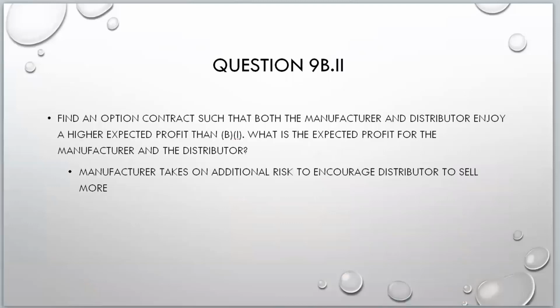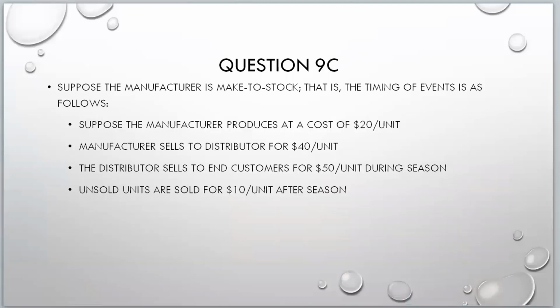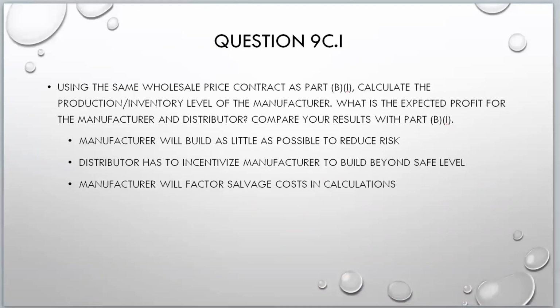I think that was, okay, 9C. So 9C is pretty much the same thing. So now we're going to look at it from a make to stock standpoint instead of a make to order. The numbers are all the same, except for now the factors are different. The manufacturer will build as little as possible to reduce risk, and the distributor will have to incentivize the manufacturer.